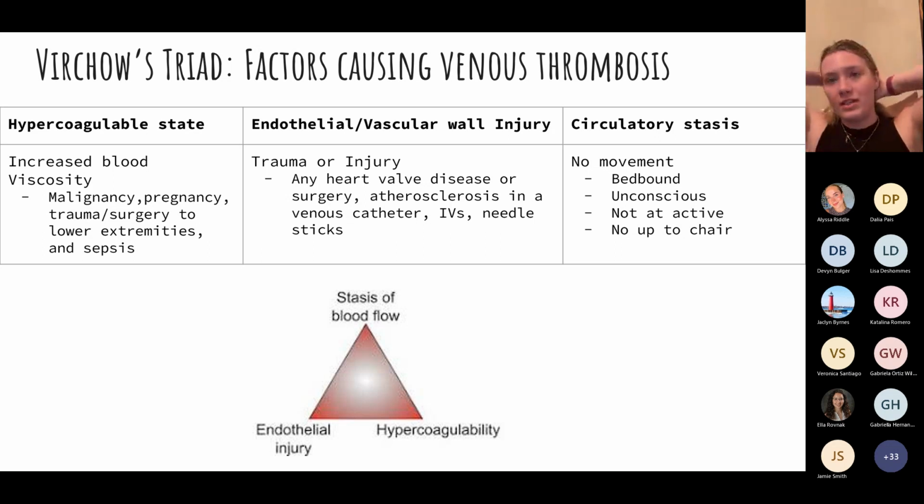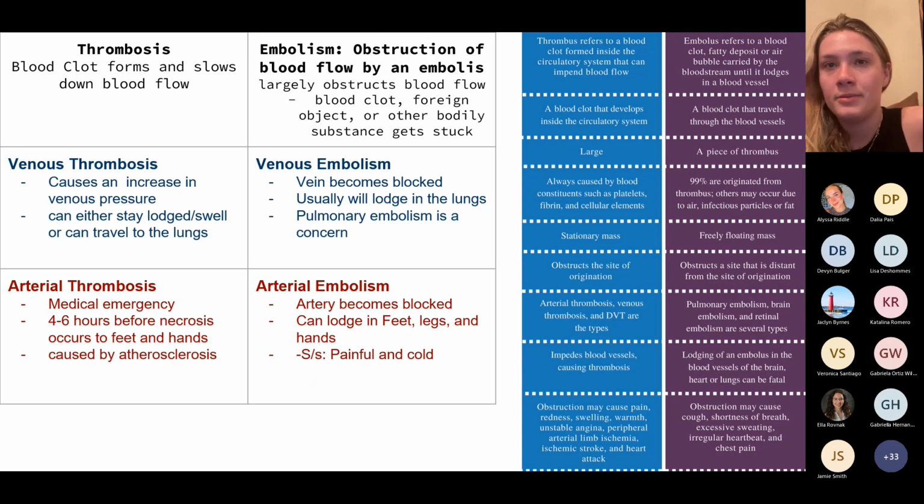Also, instances of increased blood viscosity. Lots of trauma is going to generate a lot more red blood cells to the area. Sepsis ends up putting us in a massive hit situation where it's going to promote viscosity, and even pregnancies, malignancies, all of that. So this is what puts our patient at risk. So the more boxes they check, the more at risk they are for developing a clot.